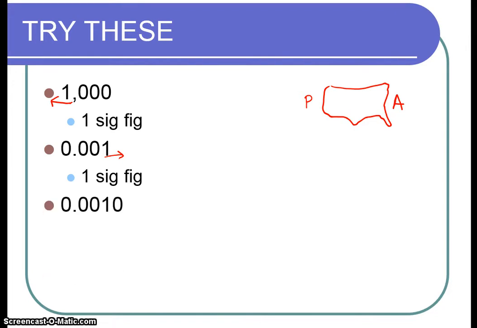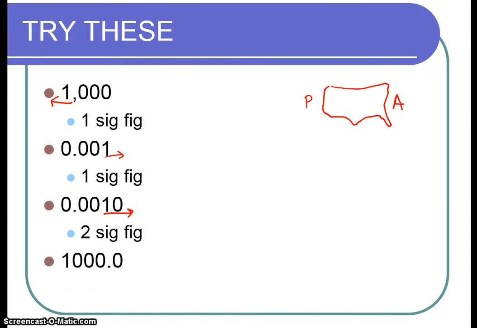In this one, again, my decimal is present, so I'm going to start from this side. I'm not going to count this, I'm not going to count this, I'm not going to count this. I start here, and everything after this 1 is considered significant. In this case, I've underlined 2 numbers. And so I have 2 sig figs.